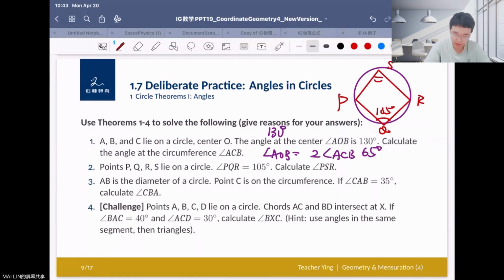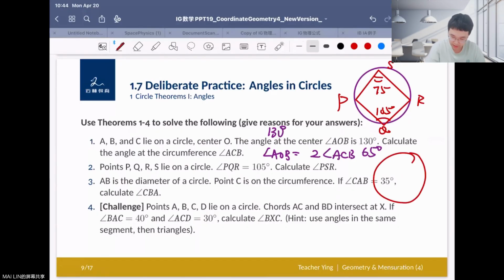And then find the angle PSR, so we get 180 degrees minus 105 degrees, which equals 75 degrees. So that is how we can calculate this answer. And for the last problem, problem 3, AB is the diameter of a circle, and point C is on the circumference, angle CAB equals 35 degrees, and calculate angle CBA.